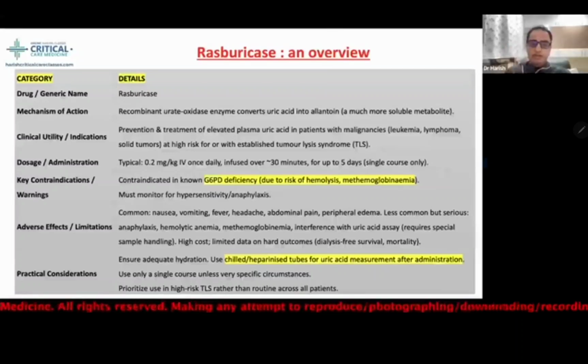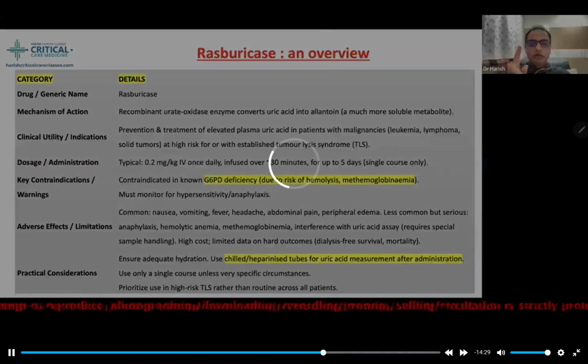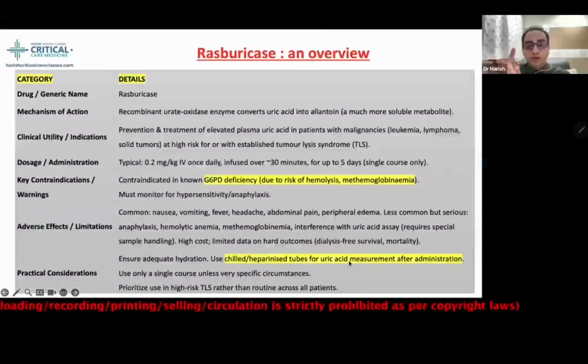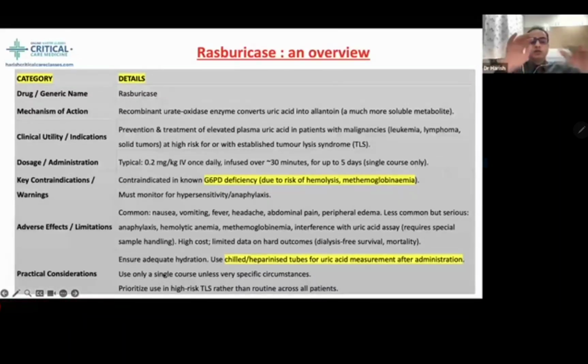Okay, so practical considerations: ensure adequate hydration. Use a chilled or heparinized tube for uric acid measurement after administering the rasburicase, otherwise we might get an erroneous report of the uric acid. Use only a single course unless very specific circumstances. Prioritize use in high-risk tumor lysis syndrome rather than routinely using rasburicase for all patients, because it is a costly medication also.